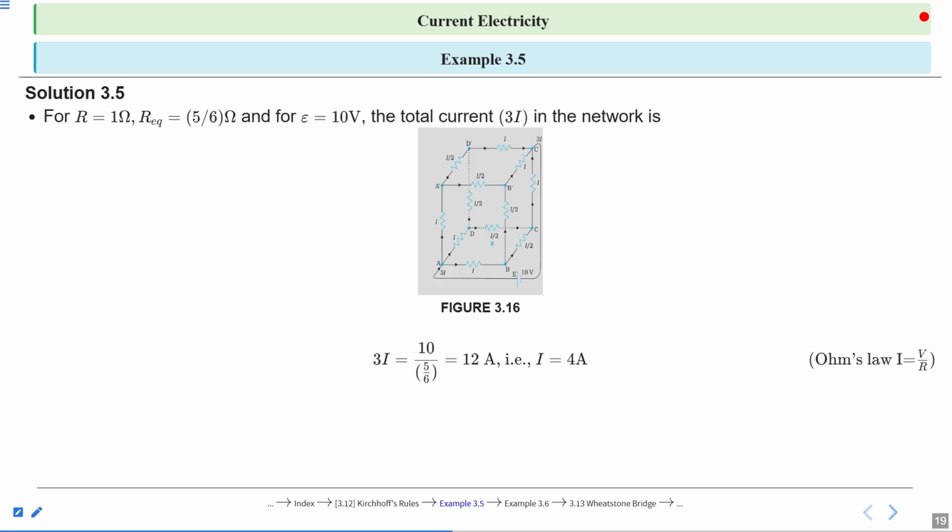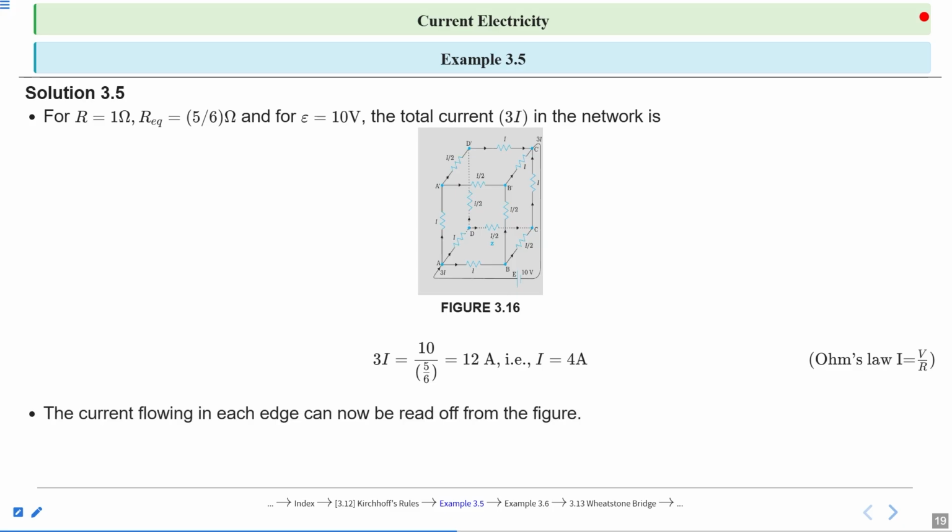So now put the values. 3I is equal to V upon R. So what is V? 10 volt. What is R? 5/6. So after solving, we will get 12 ampere. So 3I equal to 12 ampere. So I will be equal to 4 ampere according to Ohm's law, I equal to V by R.